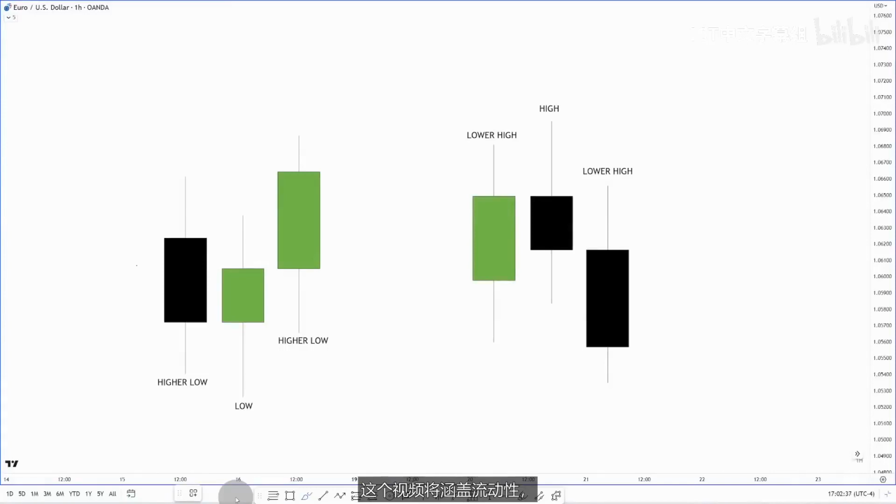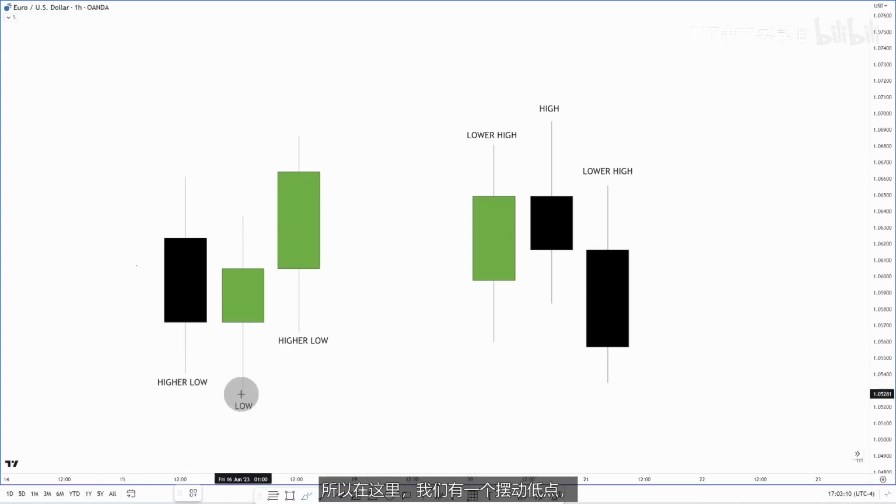How's it going, everyone? This video is going to cover liquidity, buy-side and sell-side liquidity, and we will mainly be focused on old highs and old lows, as well as equal highs and equal lows. Before we get into anything, the first thing we need to understand is swing points in the market, because this is how we determine where liquidity is resting.